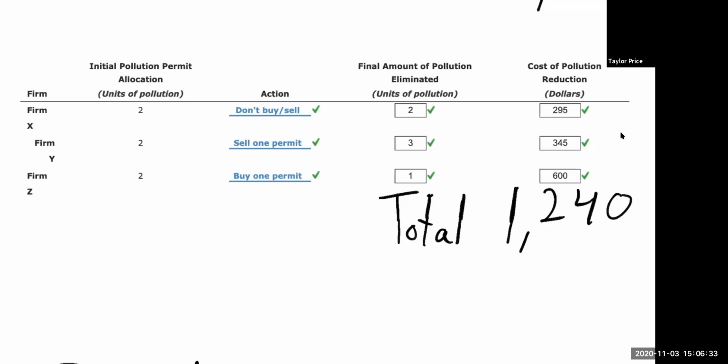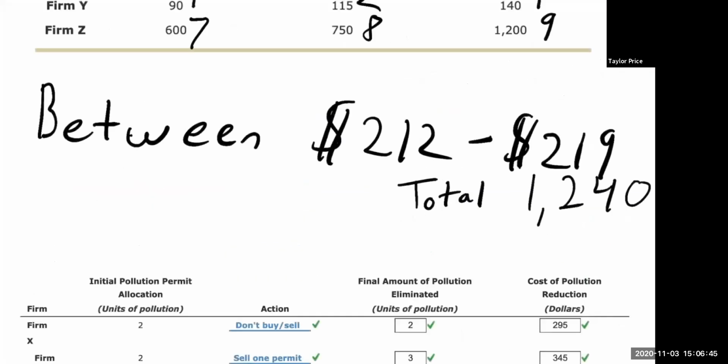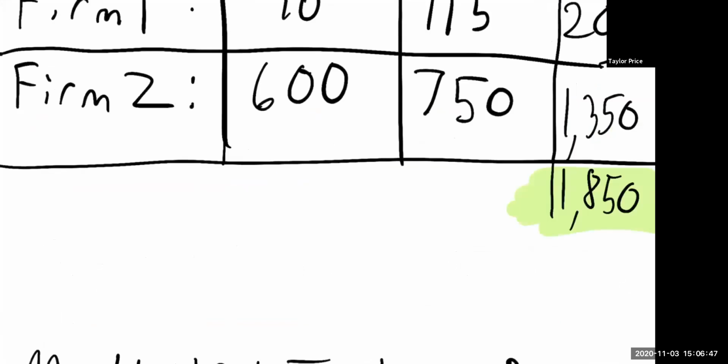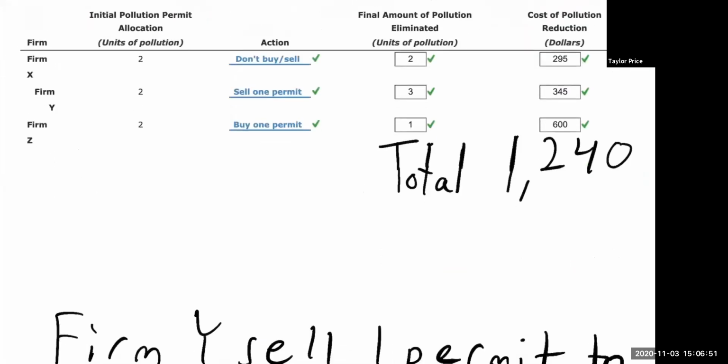And because of that, what's going to happen then is the total cost of pollution reduction is going to be $1,240. And so note, that is cheaper than the command and control method of $1,850. So tradable permits or market-based solutions are actually sometimes a decent response to getting pollution to be reduced.